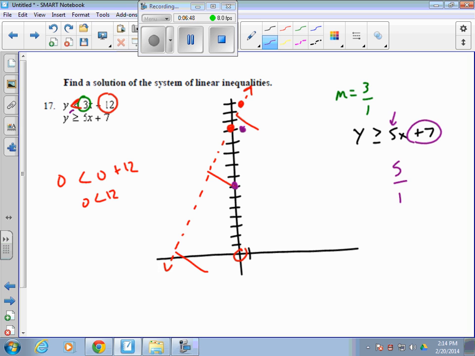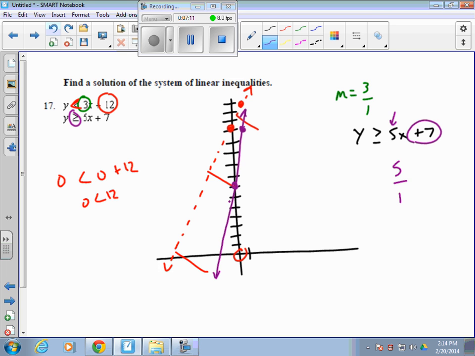This one says greater than or equal to. So this one, unlike the other one, will be a solid line. The other one was a dashed line. This one is going to be a solid line through there. And again, a little bit straighter than what I just drew, best you can. There we go. And then decide which side to shade.